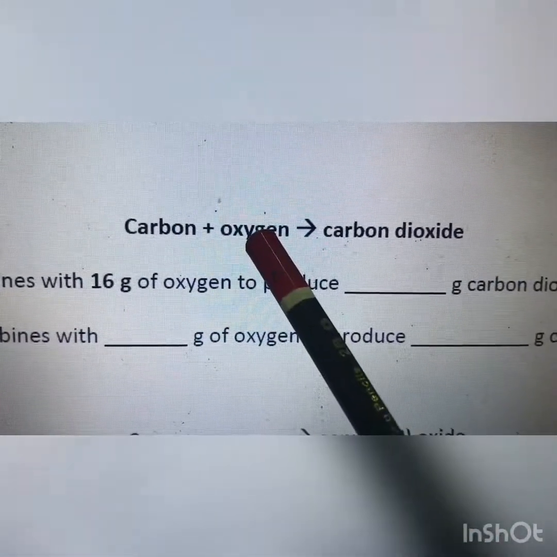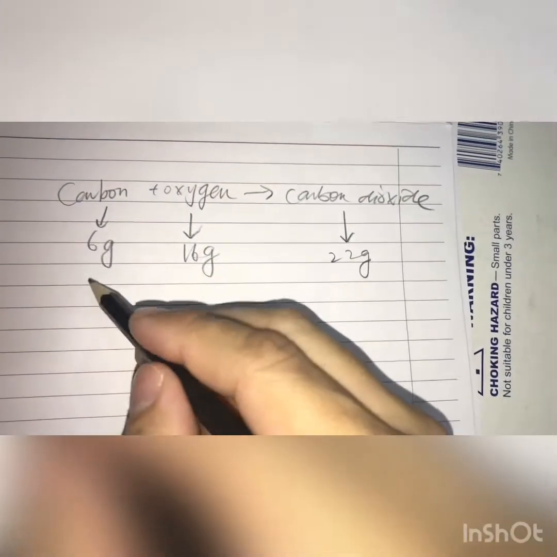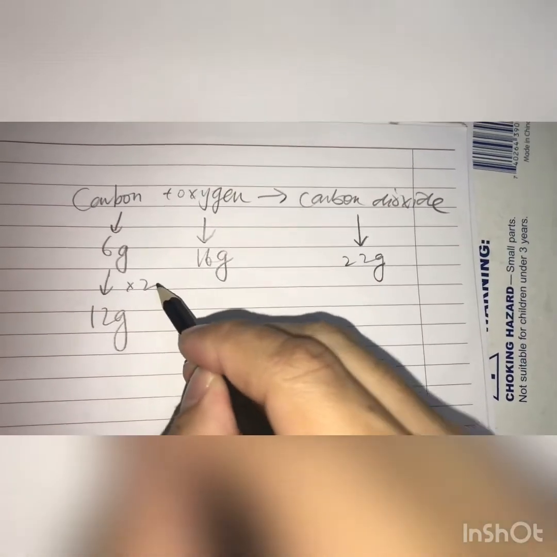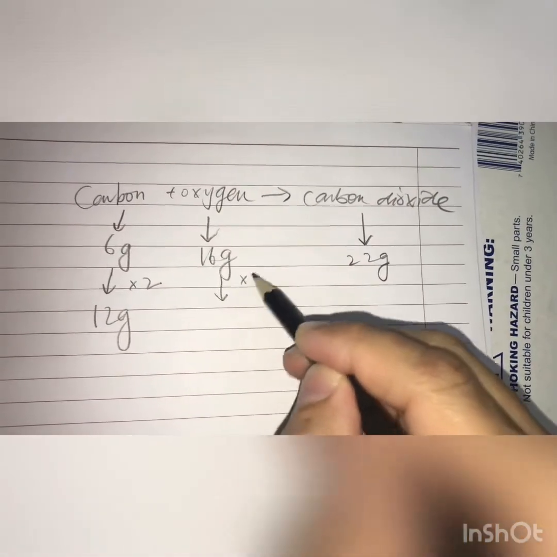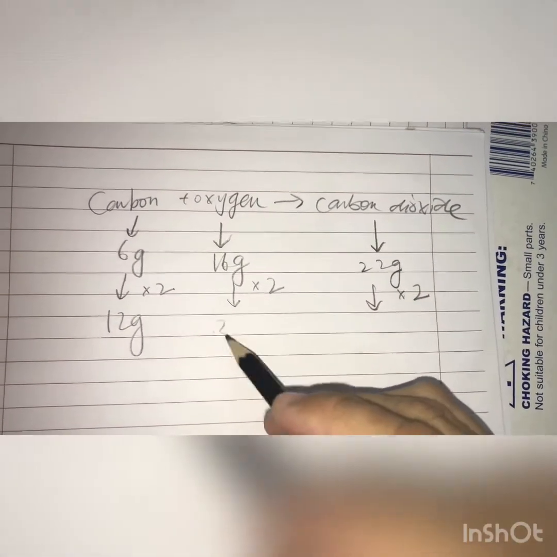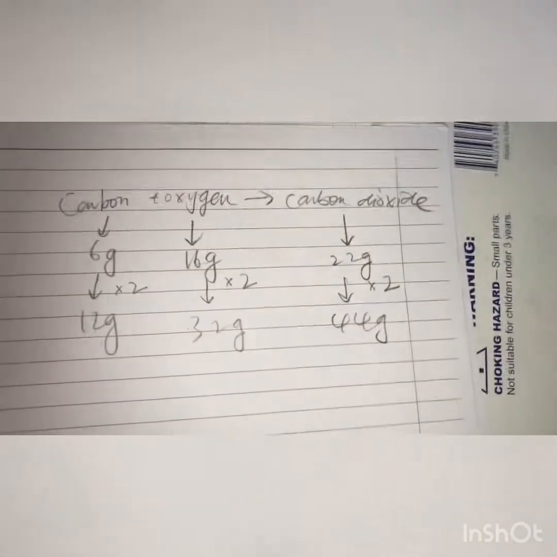Next question is, if carbon is 12 grams, how many grams of oxygen and how many grams of carbon dioxide? If it is 12 grams here, it means times 2. So oxygen has to be times 2, carbon dioxide has to be times 2 as well. So here is 32 grams, carbon dioxide will be 44 grams.